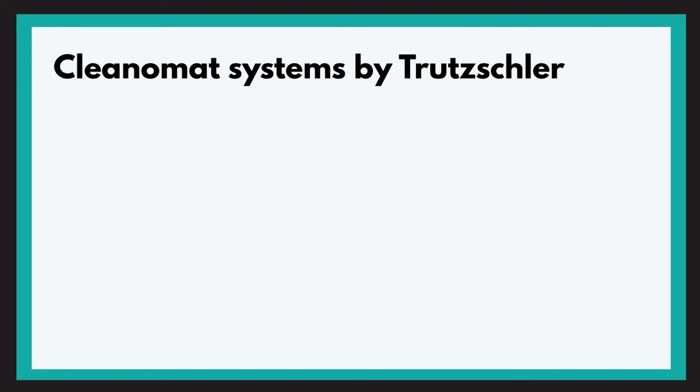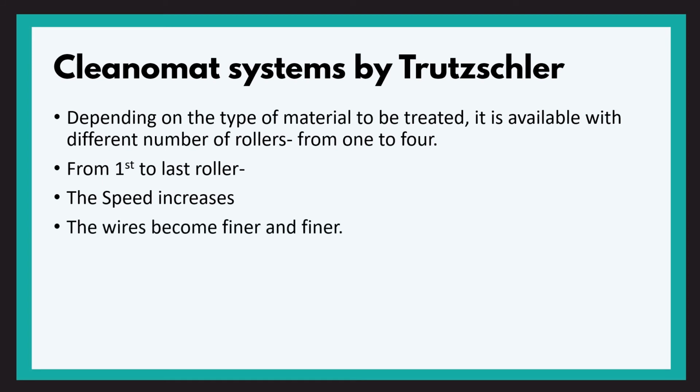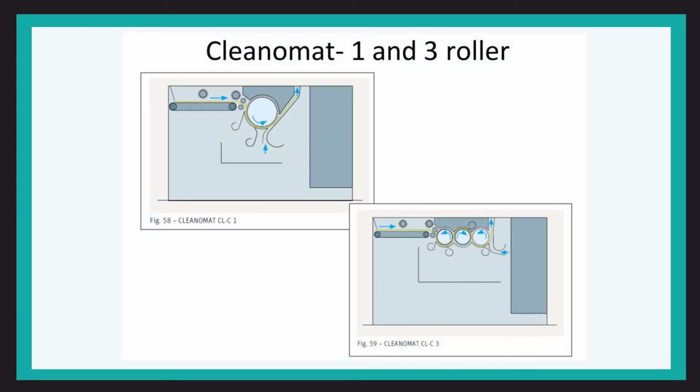Let us talk about the Cleanomat systems by Truchla first. Now depending upon the type of material to be treated, it is available with different number of rollers, varying from 1 to 4. And a thing to note is that as we advance from first roller to the last roller, the speed of the rollers increases and the wires become finer and finer. Now this is how the whole setup looks. The feed material comes and goes around the rollers with mote knives beneath them, further opening the fibers. And this is how the cleaning is done.